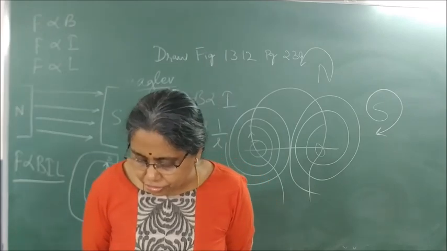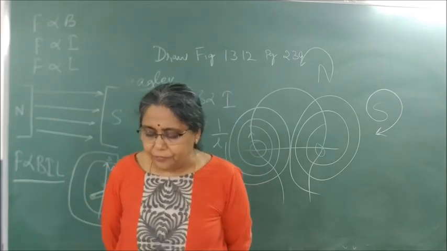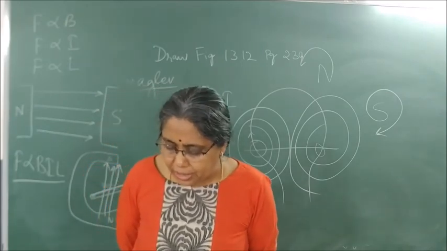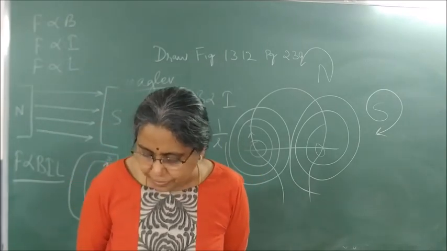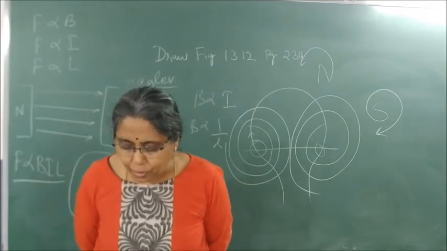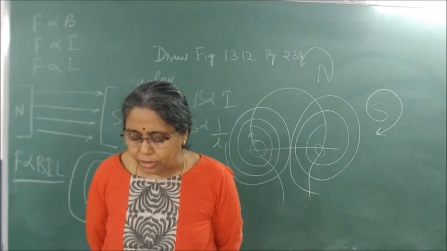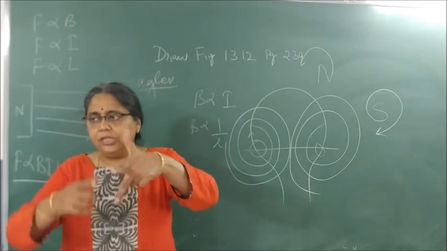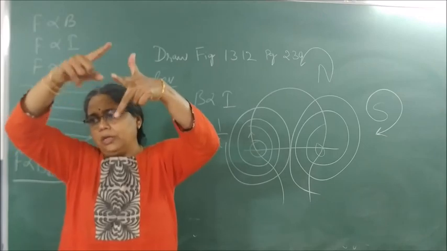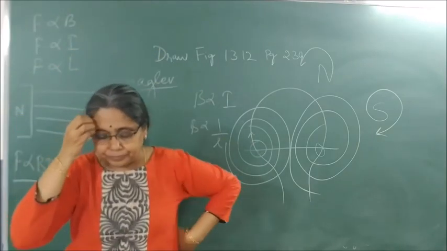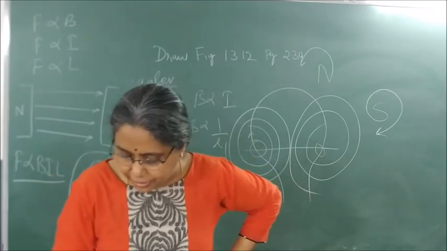Stretch the thumb, the forefinger and the middle finger of your left hand in such a way that they are mutually perpendicular. Then the first finger points in the direction of the magnetic field, the second finger the direction of current, and the thumb will point in the direction of motion or the magnetic force acting on the conductor. Correct? I explained this: magnetic force or motion of the conductor, magnetic field and current. Clear?